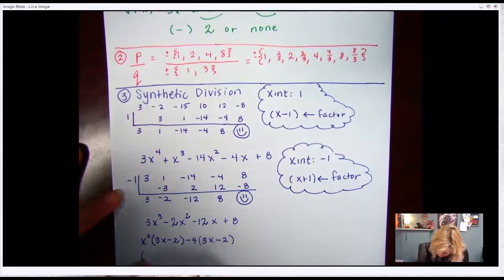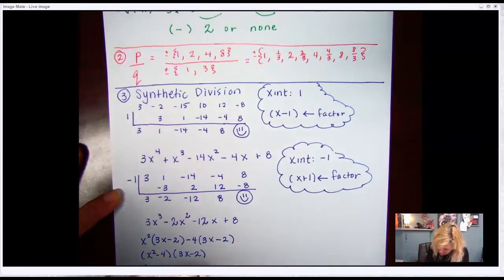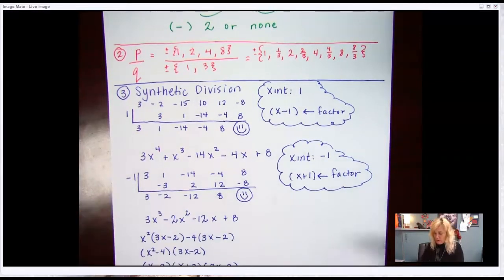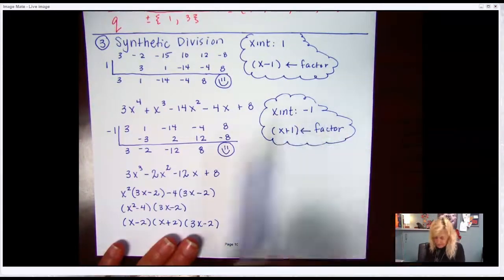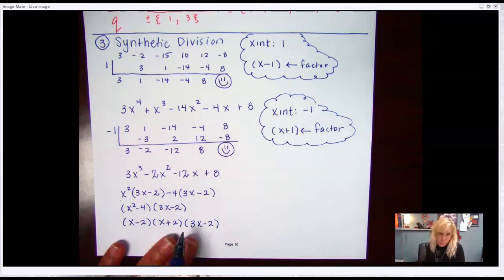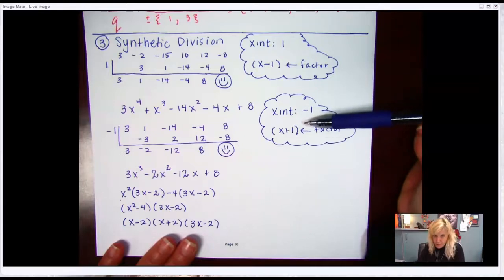So we've got x squared minus 4 and 3x minus 2. That can go farther. So this is going to be x minus 2, x plus 2, and then 3x minus 2. So remember, oh, I'm sorry, that's off the screen. So I factored that completely. That was the depressed polynomial, the quotient, from my second time. Remember, I already had some additional factors from my previous work.